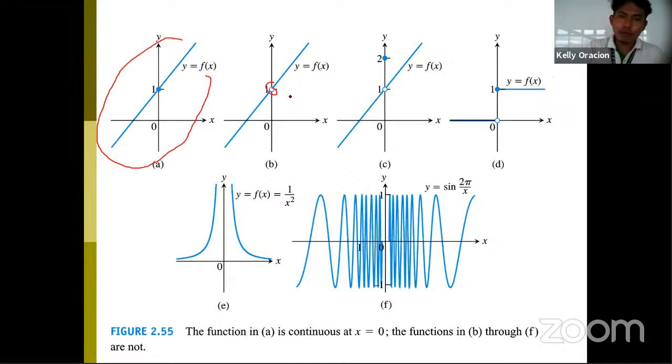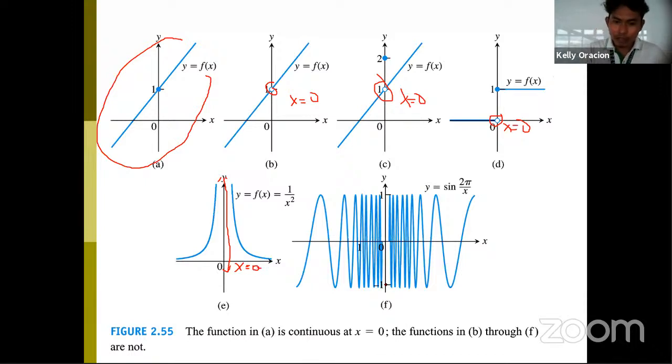That is not continuous at x is equal to 0. Same thing din dito. That is not continuous at x is equal to 0. Ito din. That is not continuous at x is equal to 0. Ito. This is not continuous because the vertical asymptote is x is equal to 0. Again, this is not continuous because of the vertical asymptote which is x is equal to 0.